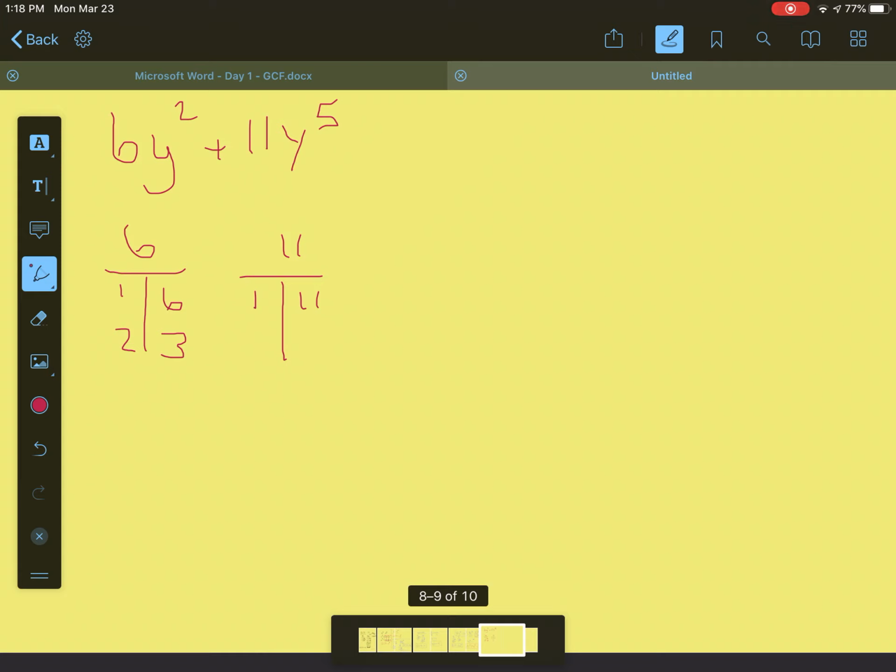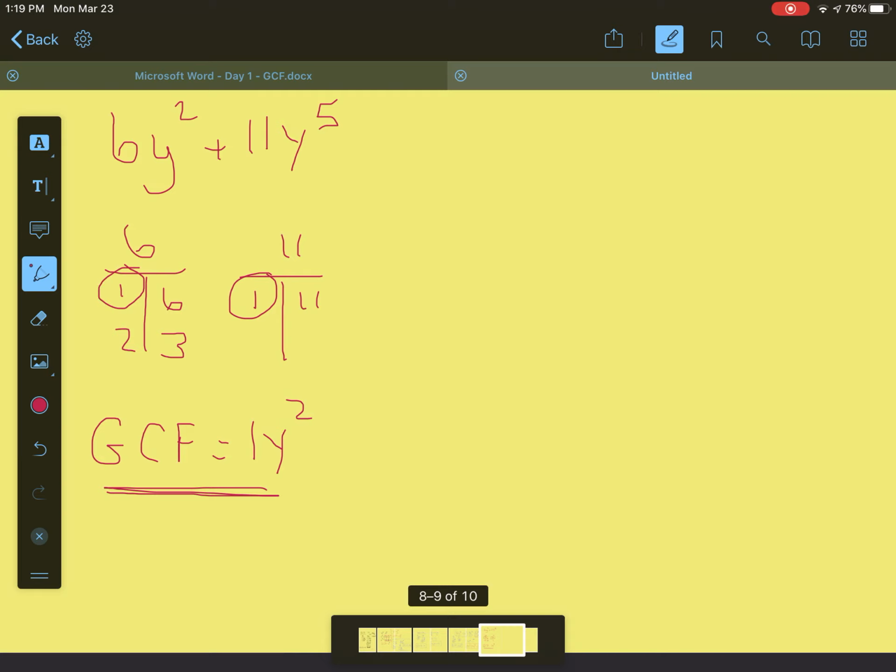So the largest number that both lists have in common is 1. That's going to happen sometimes. That's okay. So the beginning of our GCF is just 1. Okay. So now we're going to look at the y squared and the y to the 5th. Okay. So again, just look for your lowest exponent, which in this case is going to be y squared. So this is it. This is your GCF. Okay, 1y squared, all right?